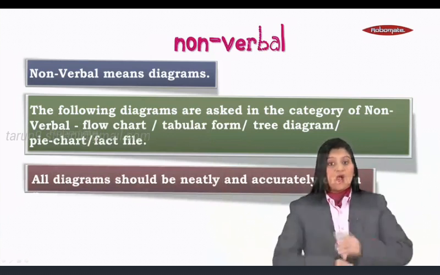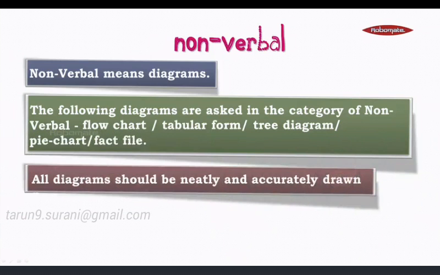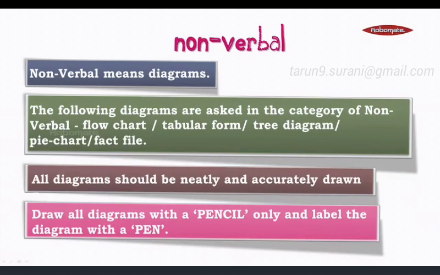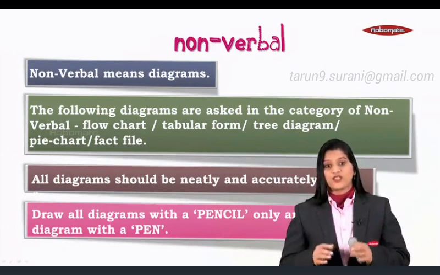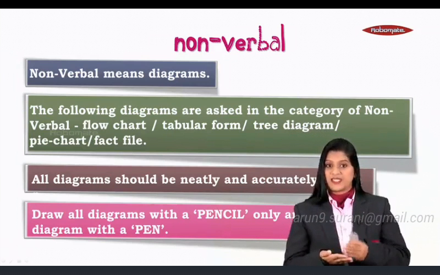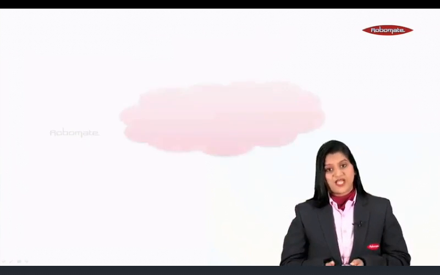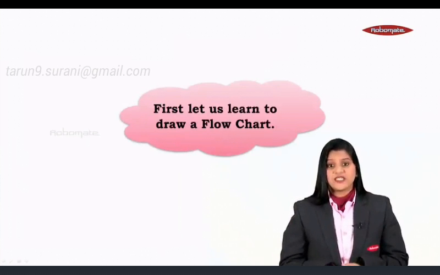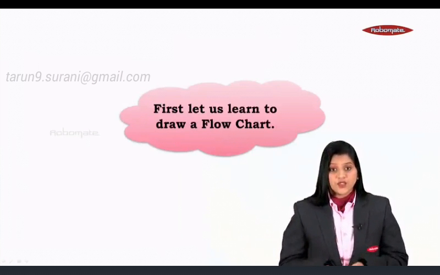Now, all diagrams should be drawn neatly and accurately. Draw all diagrams with a pencil only and label the diagram with a pen. Understand that you cannot use colors or sketch pens for the drawing. It should be with a pencil and a pen only. Now, first let us learn how to draw a flow chart.